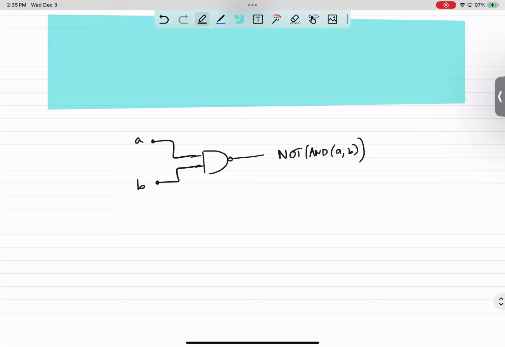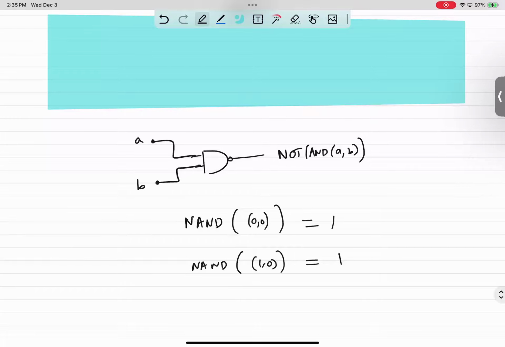Okay, so for example, 0 and 0 go to 1, right? So NAND of 0, 0 goes to 1. NAND of 1 comma 0 equals 1. Okay, we have two different inputs going to the same output, right?